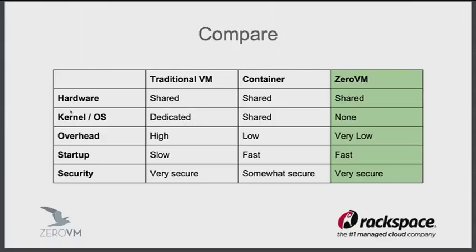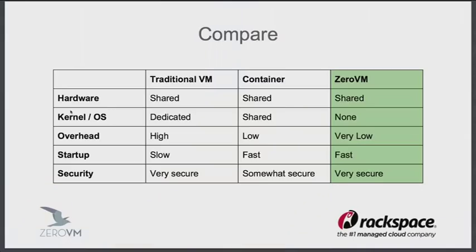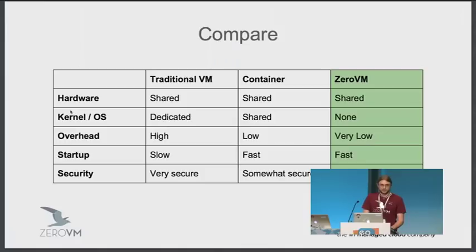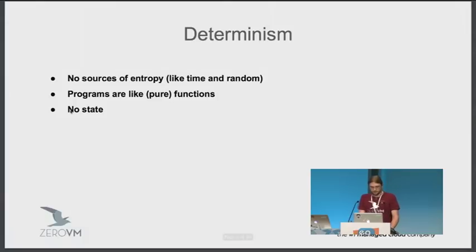Just to give you a quick comparison of different types of virtualization technologies, something like KVM would be in the far left column. There's no kernel, there's no operating system, the overhead is extremely low, there's no interpretation, it starts up in about 5 milliseconds, and it's extremely secure. But of course there are some limitations. A couple other key aspects.